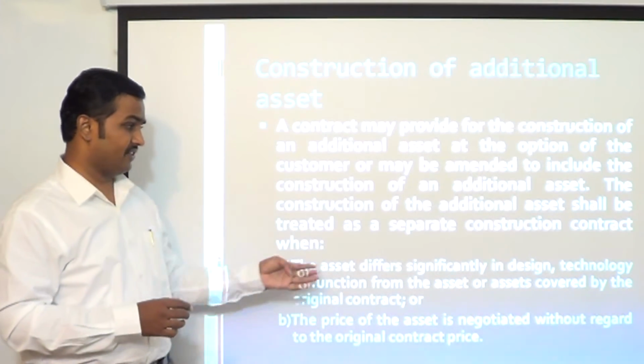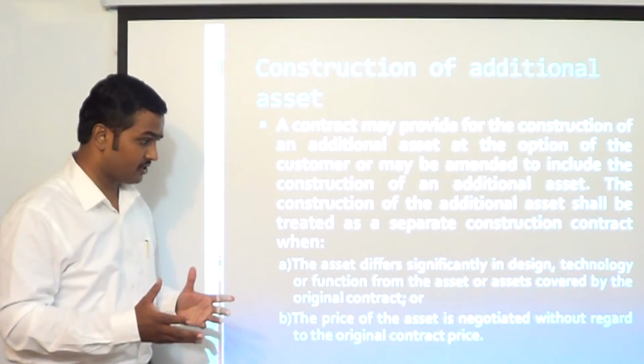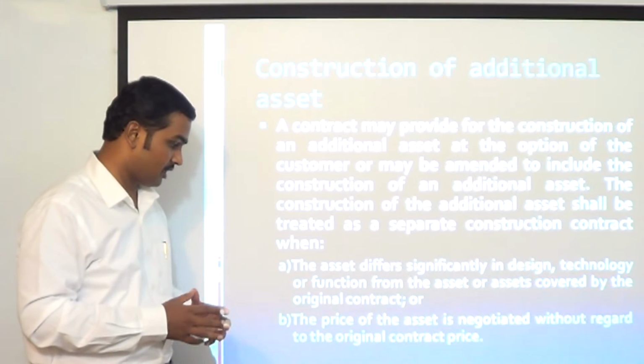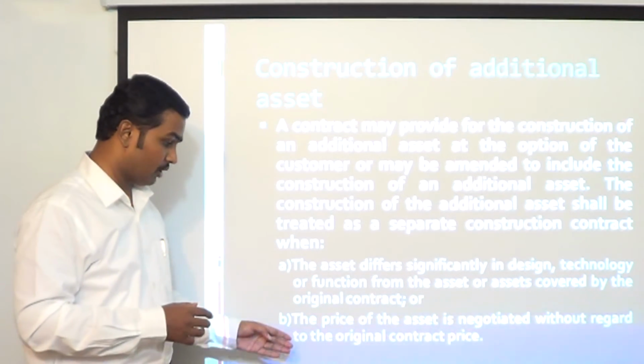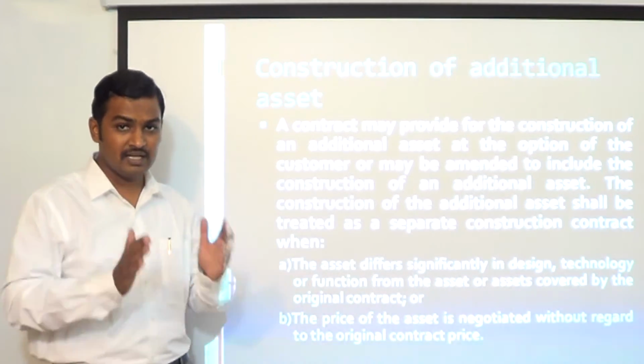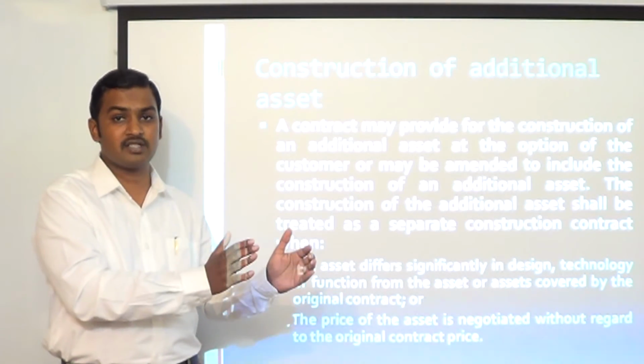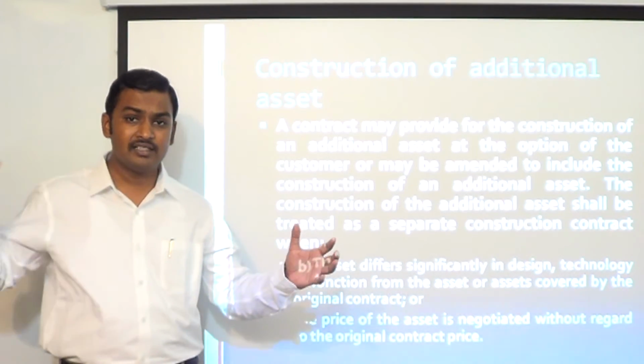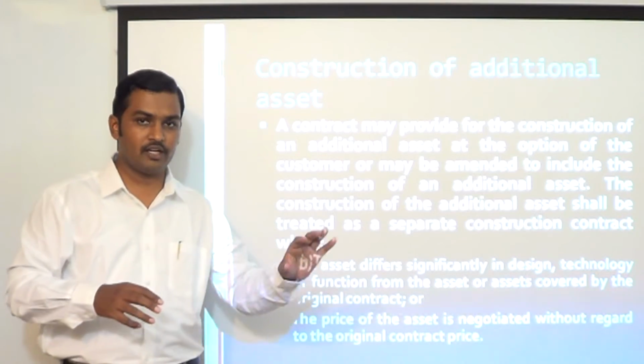So when the asset differs significantly in design, technology, function from the asset or assets covered by the original contract, the price of the asset is negotiated without regard to the original contract price. In such cases, the additional asset which is being constructed will be considered as a separate contract. The requirement of the standard will be applied separately to it.